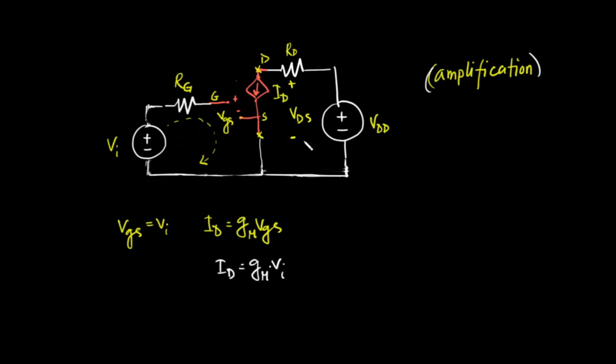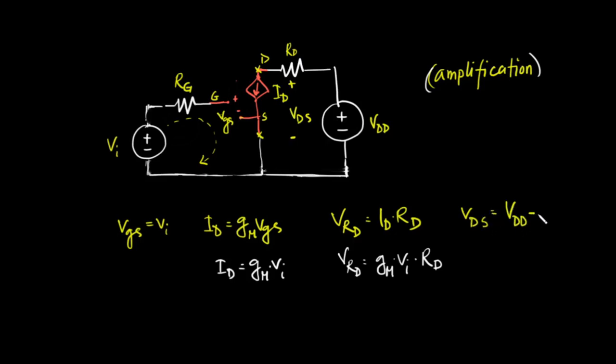And finally, we have to go through two steps. What will be the voltage across the resistance Rd? This will be ID times Rd. By putting in the value of ID, we can write this as VRD equals Gm Vi times Rd. And finally the voltage VDS will be our VDD minus VRD.